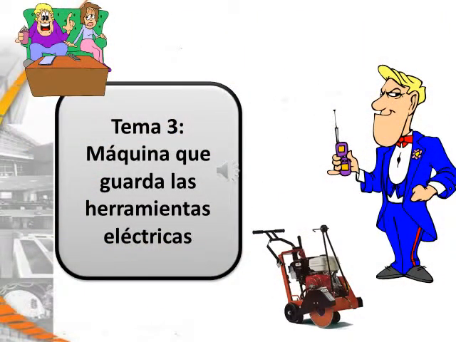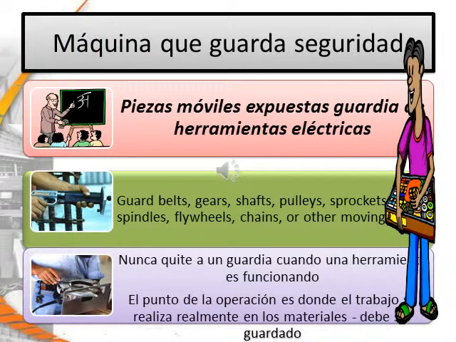Topic 3. Machine guard power tools. Guards cover exposed moving parts of power tools. Guard belts, gears, shaft pulleys, sprockets, spindles, flywheels, chains, and other moving parts. Never remove a guard when the tool is in use. The point of operation is where the work is actually performed, and it must be guarded.